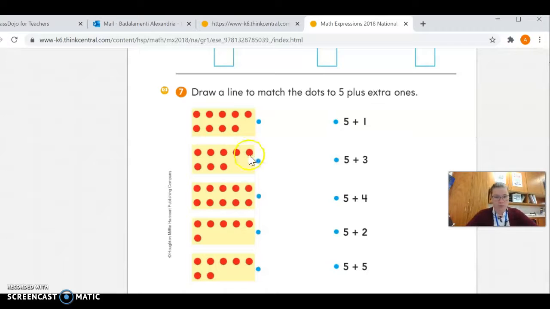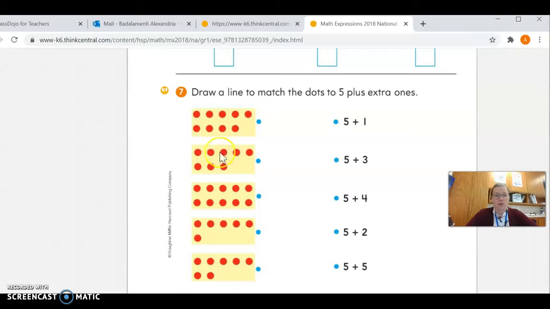Okay, so let's start off with this one. I see my 5 group, so I'm going to say 5 and 4 more. So that would be the same as 5 plus 4. So I would draw a line to connect these two right here. For some reason, I can't get my ink to work, but you can see the arrow, 5 plus 4.